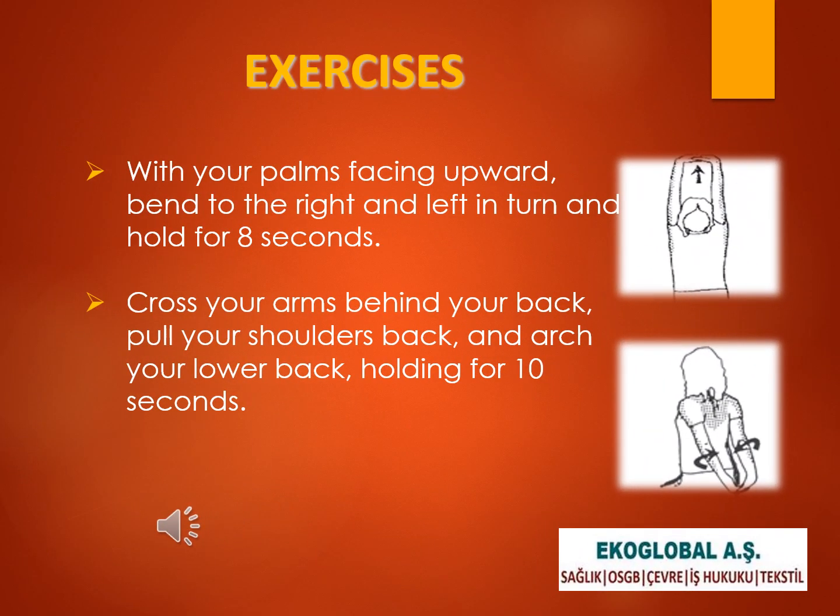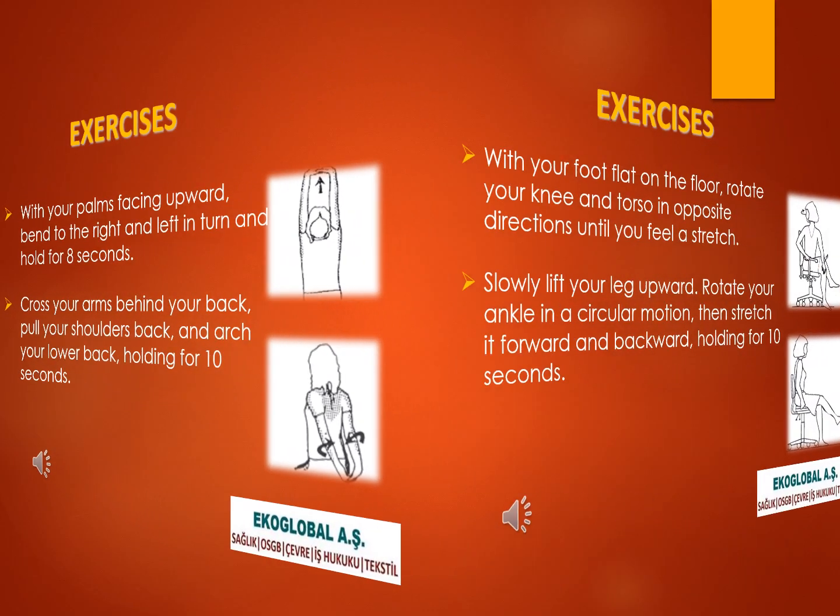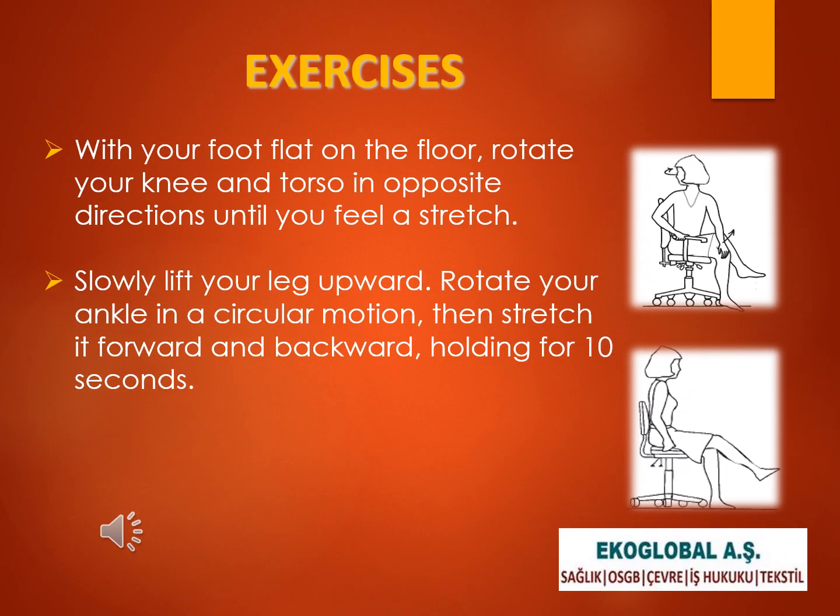With your palms facing upward, bend to the right and left in turn and hold for 8 seconds. Cross your arms behind your back, pull your shoulders back, and arch your lower back, holding for 10 seconds. With your foot flat on the floor, rotate your knee and torso in opposite directions until you feel a stretch. Slowly lift your leg upward. Rotate your ankle in a circular motion, then stretch it forward and backward, holding for 10 seconds.